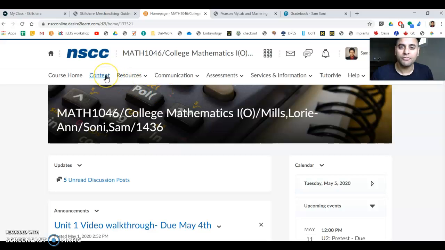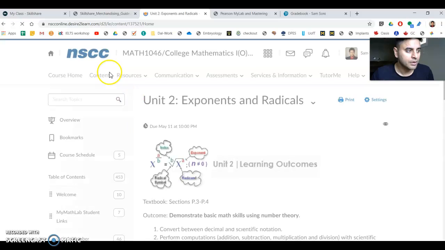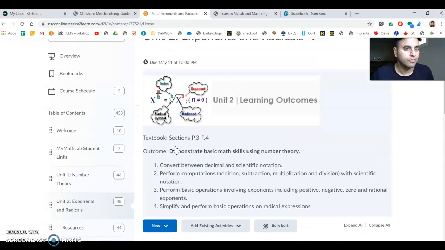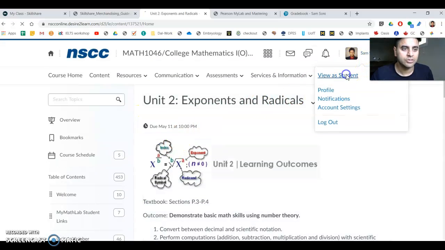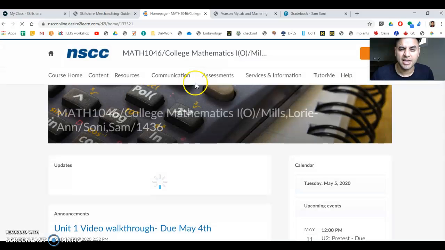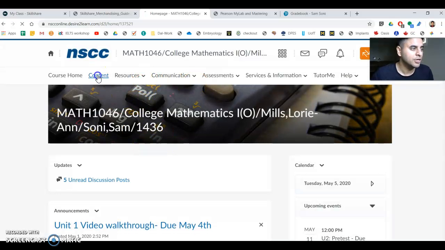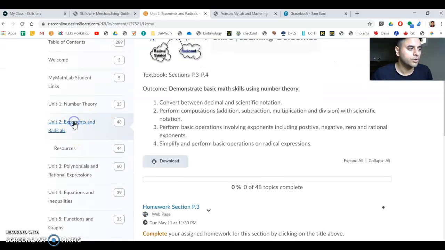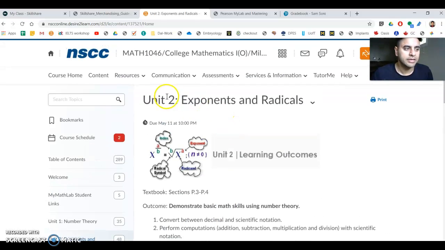So let's see. If you want to access unit 2, first go to contents right here. Once we are in the contents, let me just quickly switch it to student view so that you don't see any of my confidential information. So I'm going back to contents, and I will go to unit 2. So there's unit 2, exponents and radicals.